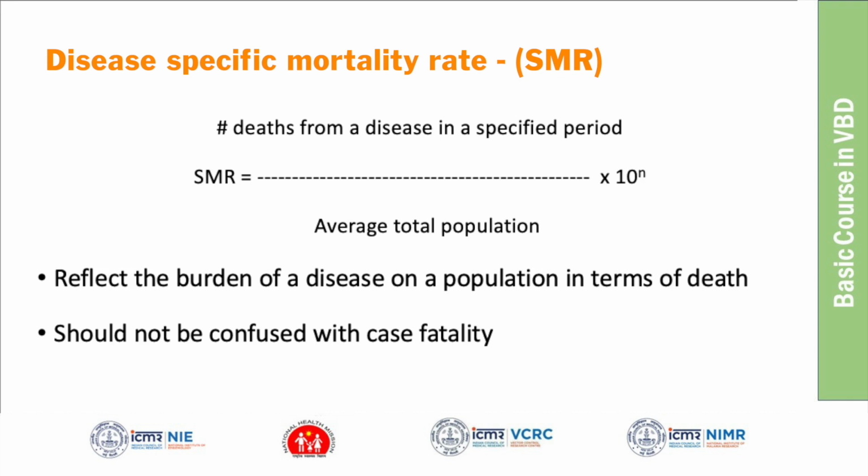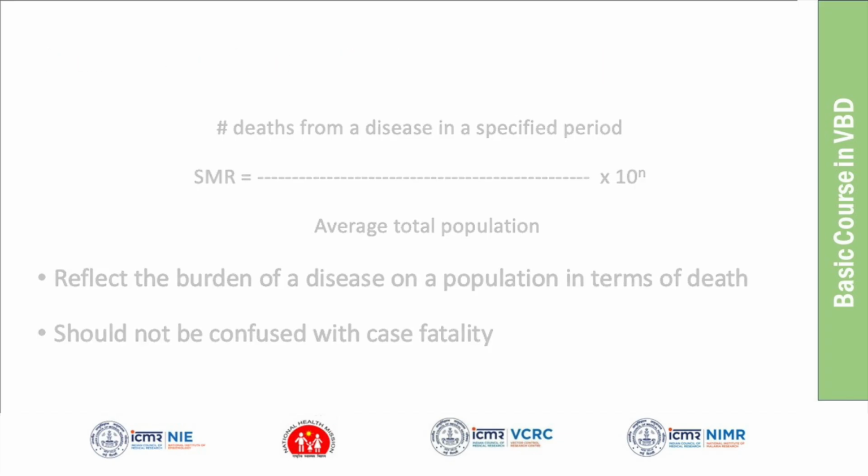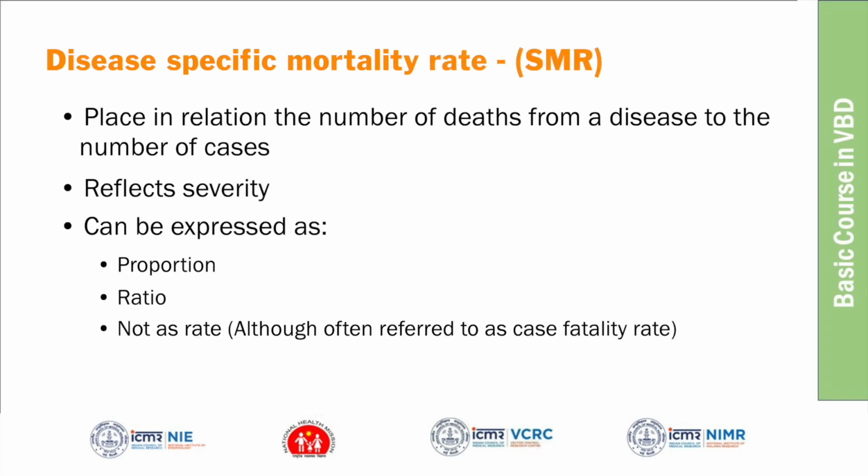And you should not confuse this with case fatality. Now, what does case fatality talk to you about? Case fatality does not give you an idea of how much the disease is a burden to the population, whereas case fatality talks about the severity of the disease. Suppose 100 people have developed the disease, how many of them are dying because of that disease? That is case fatality. So case fatality, unlike measures like crude mortality or disease-specific mortality, reflects severity of the disease.